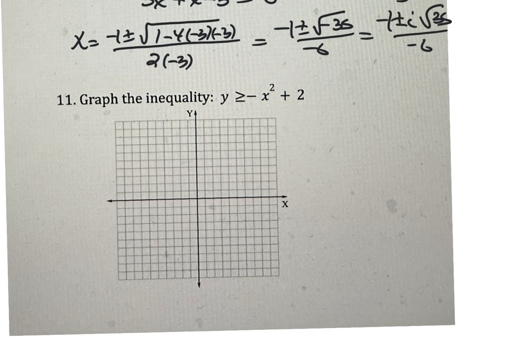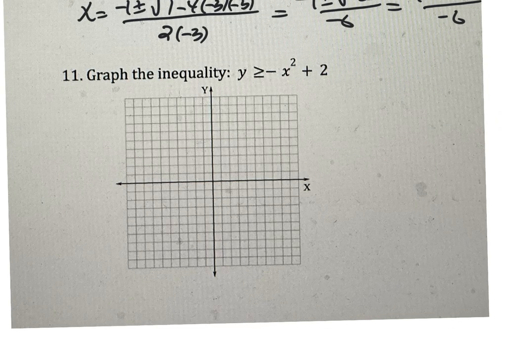Number 11, last one. Let's graph this inequality. First of all, we're going to graph it like it says, y equals negative x squared plus 2. Because there's an x squared, you know it's a parabola. The negative in the front means it's been reflected across the x-axis. The 2 means it's going up 2, so I'm going up 2 to right there. Normally I go over 1, up 1, but this time I'm going over 1, down 1, over 1, down 1.